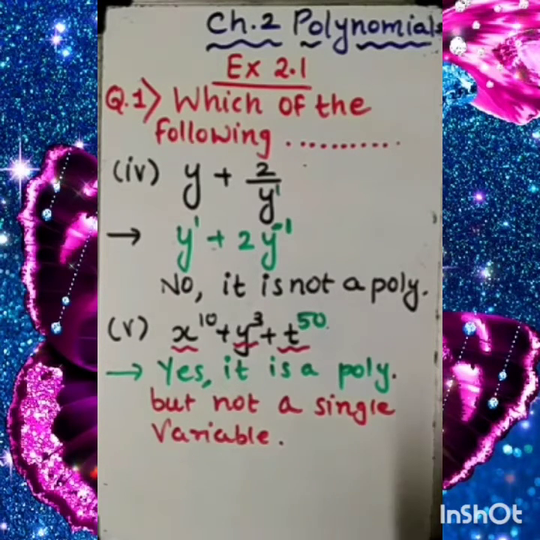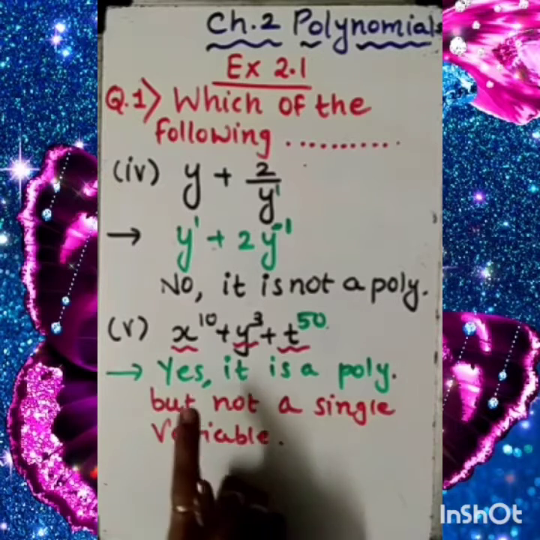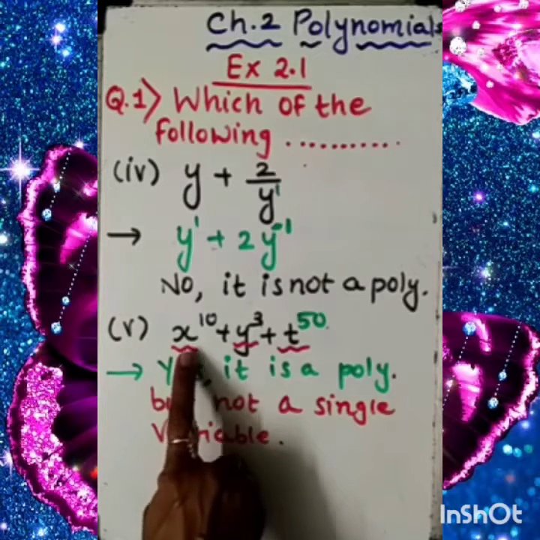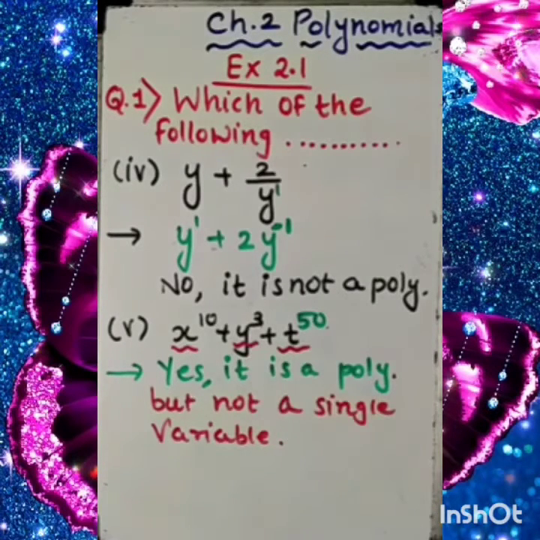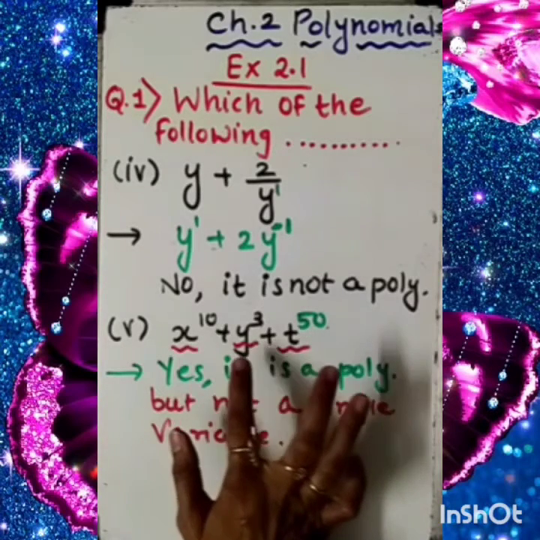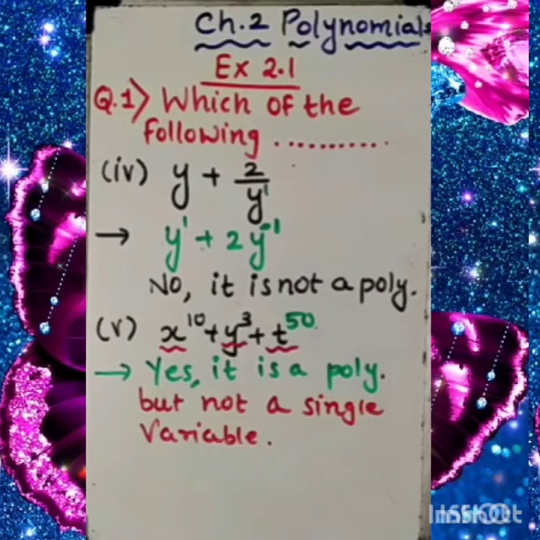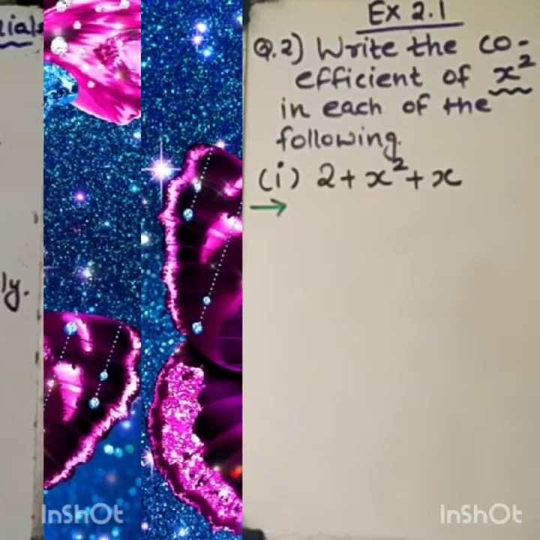But in the question we are given, is it a single variable polynomial? For that we can see no. The reason behind that is that three different variables are there: one of them is x, another y, and third is t. Three variables are there, so we should say this is an example of a polynomial, but it is not valid for a single variable.